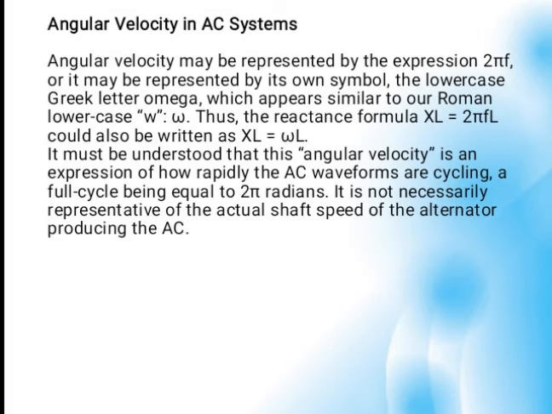Angular velocity may be represented by the expression 2 pi f, or it may be represented by its own symbol, the lowercase Greek letter omega, which appears similar to our Roman lowercase w. Thus, the reactance formula XL is equal to 2 pi FL could also be written as XL is equal to omega L. It must be understood that this angular velocity is an expression of how rapidly the AC waveforms are cycling, a full cycle being equal to 2 pi radians.